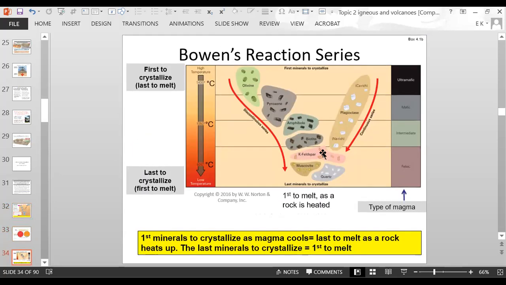This is the same thing, but it's a different diagram that shows you the crystals: olivine, pyroxene, amphibole, biotite, potassium feldspar, muscovite, and quartz. Now, potassium feldspar is abbreviated by the letter K, which stands for potassium.